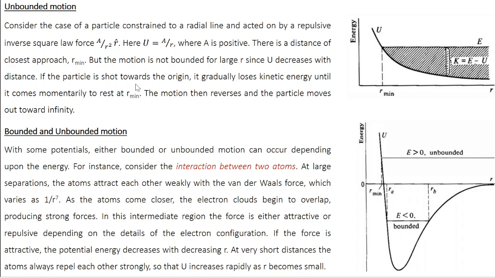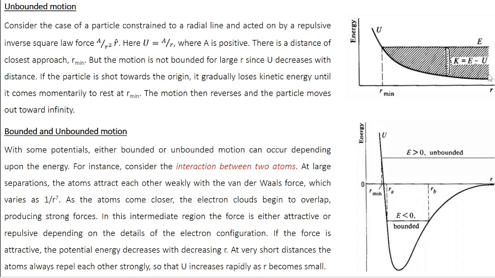If the particle is shot towards the origin, it gradually loses kinetic energy. Remember, kinetic energy is the difference between this flat line, the total energy, and this potential energy. This gap is the kinetic energy. So if the particle is shot towards the origin, you can see the gap is decreasing, which means the particle gradually loses kinetic energy until it comes momentarily to rest at this position, r min. Here it experiences a huge repulsive force or repulsive potential. As a result, the motion reverses and the particle moves out towards infinity.